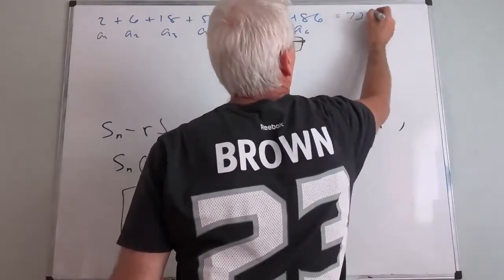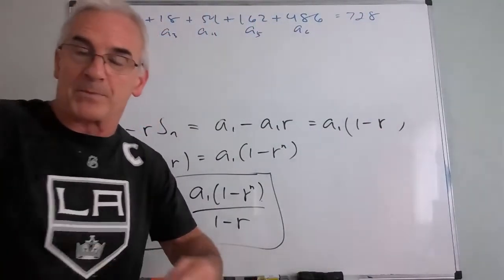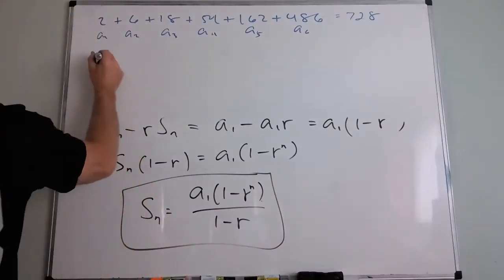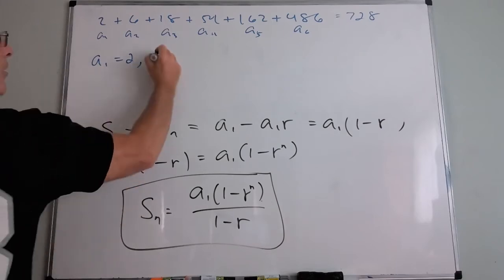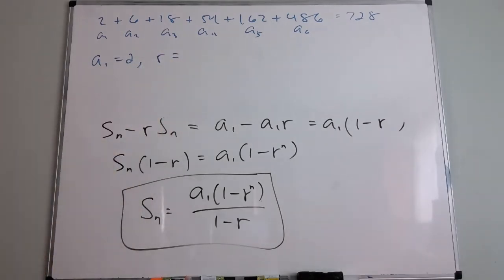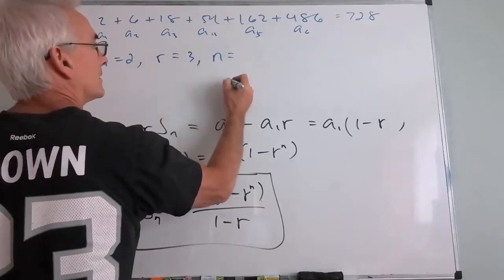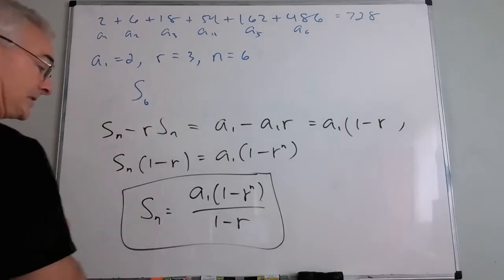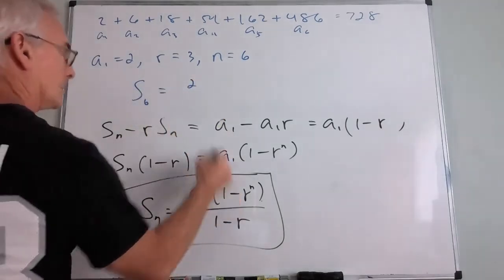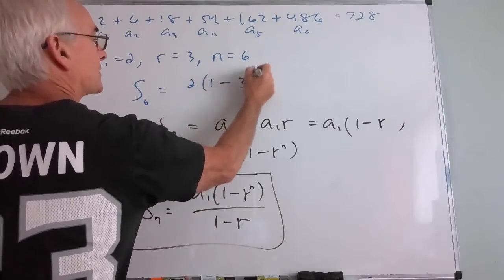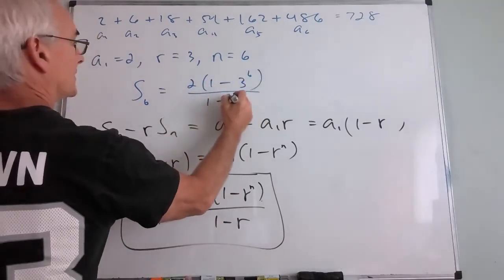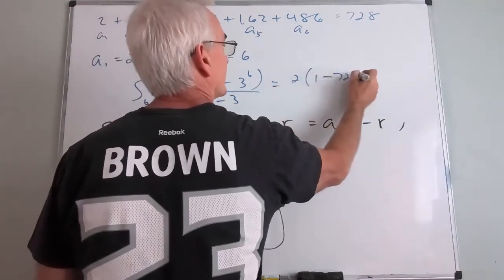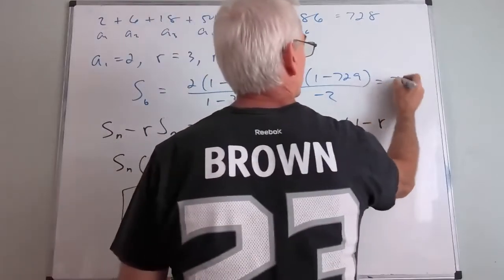I'm doing a quick check to make sure that I'm doing this correctly. Now, I already know I am, but I'm showing you how you can check it. So let's use this formula. In this situation, my A1 is clearly a 2. What's my R? 3. And what's my N? 6. Okay, so for this problem, my S6 is 2 times 1 minus 3 to the 6th power over 1 minus 3. So I do this on my calculator. That'll be 2 times 1 minus 729 over negative 2, which is 728.